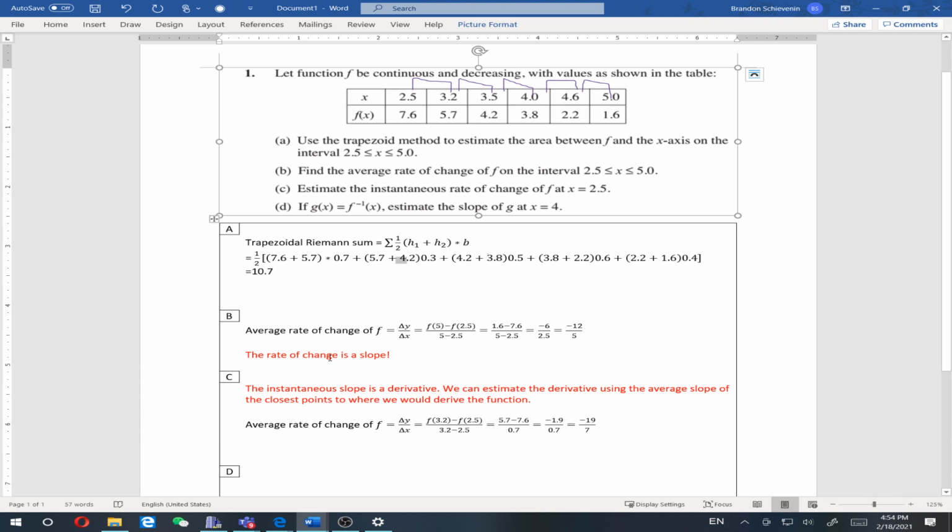If we've got an average rate of change, we're looking for an average slope. A derivative is an instantaneous rate of change, or the slope at a point, or the slope of a tangent line. Anytime that we are looking for an instantaneous rate of change, we would normally derive the function. If we need to estimate the instantaneous rate of change, then we could use an average.